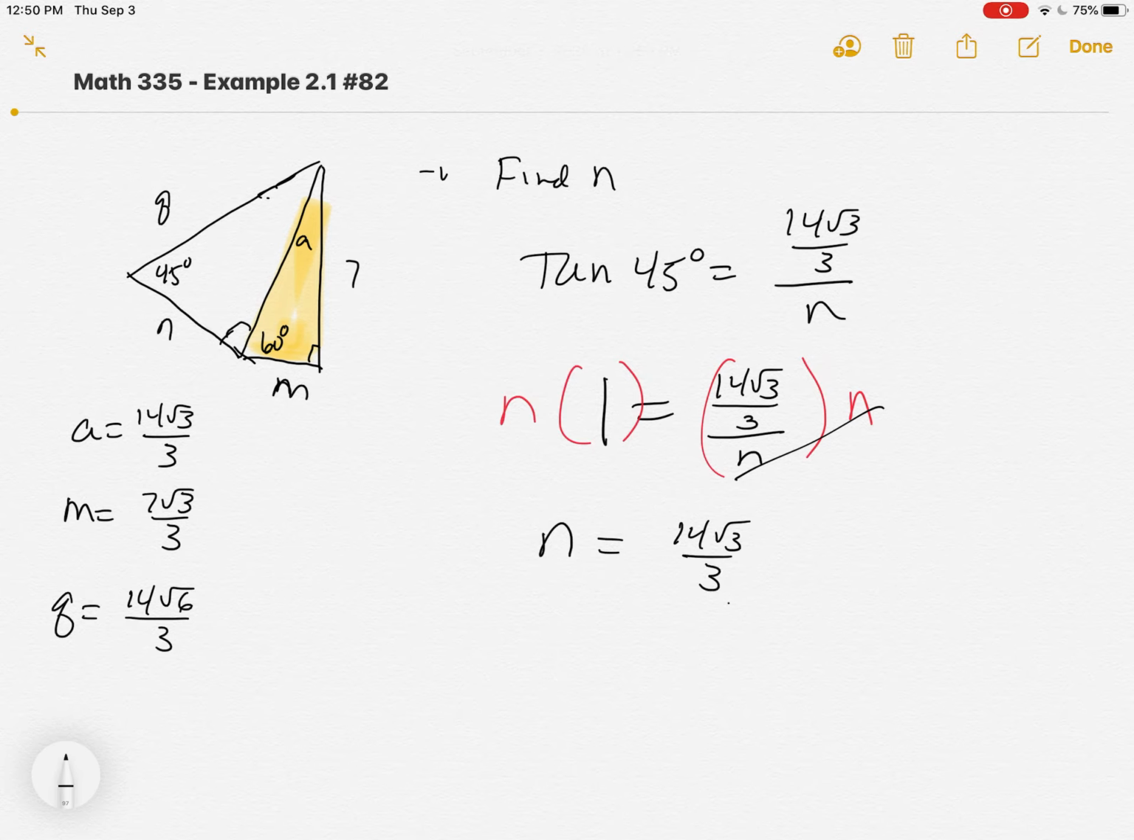There's at least one person out there that's screaming at me saying, Jensen, you're wasting your time. You know that if it's a 45-degree angle, it's an isosceles triangle, and A and N are equal to one another. Those are the equal sides. And so it doesn't look like it in my picture, but those should be equal sides because of the 45-degree angle, and therefore both 14 root 3 over 3. So we're not shocked at that at all if you know those relationships. But the point is you didn't have to. You can use trig to answer everything. Hopefully that helps.